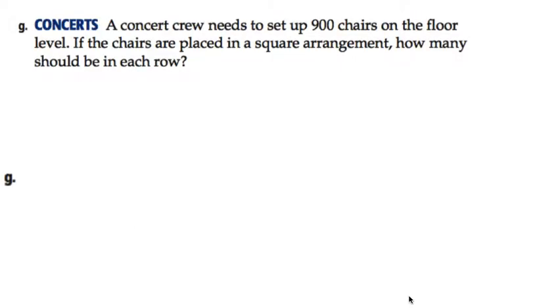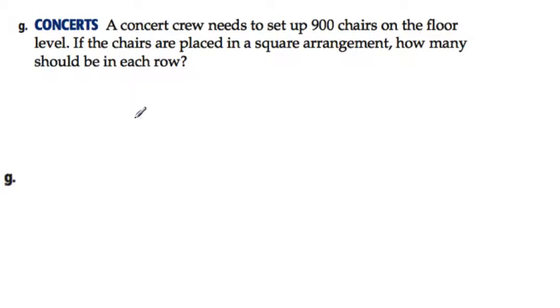Here's another word problem. Let's see if we can reason through this one. It says a concert crew needs to set up 900 chairs on the floor level. If the chairs are placed in a square arrangement, how many should be in each row? So we basically have a square, and they want to know what the length of each side is. This is just going to be a simple equation like what we had in the last example.